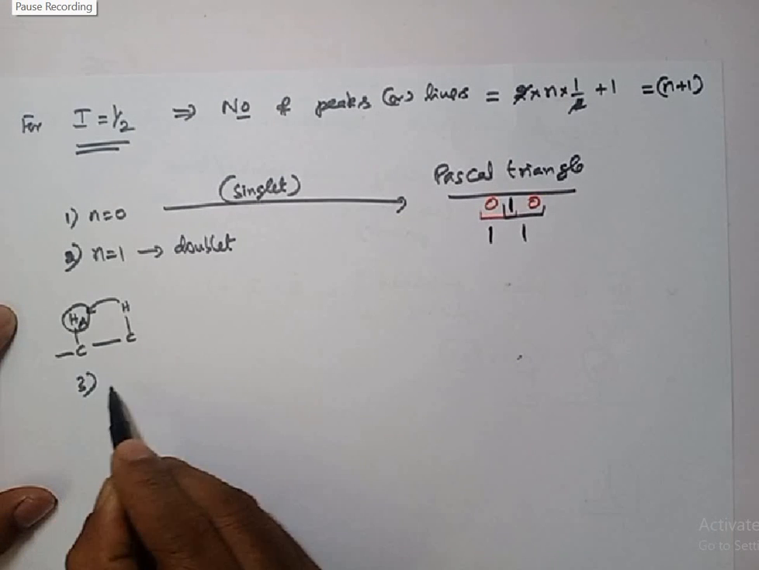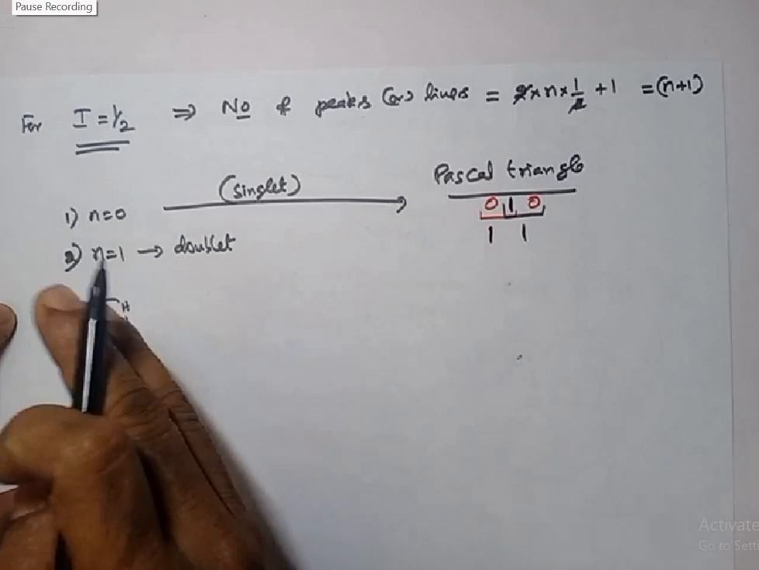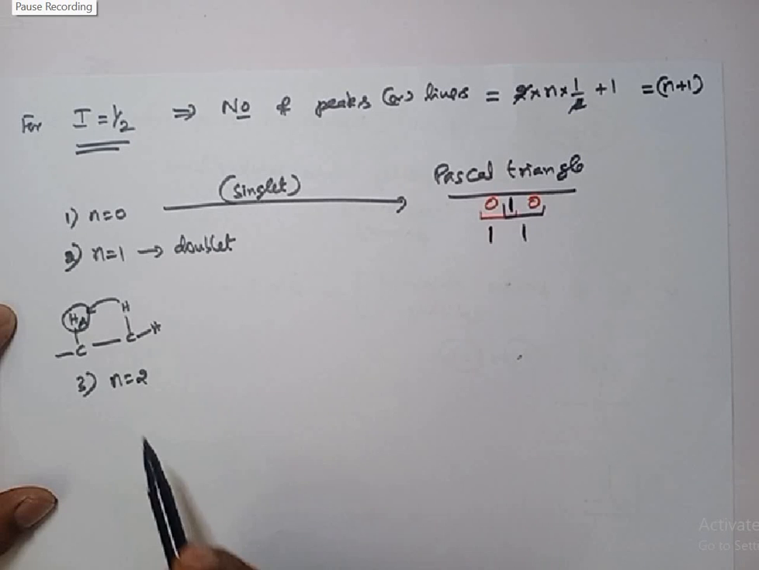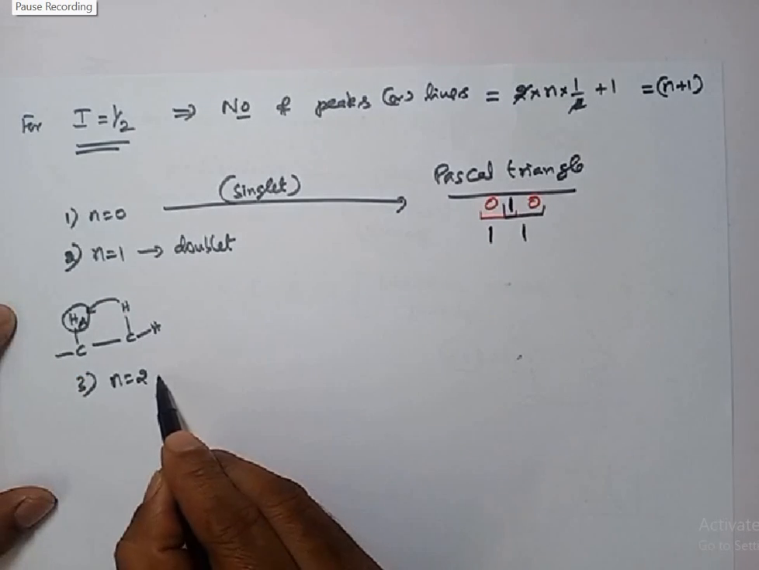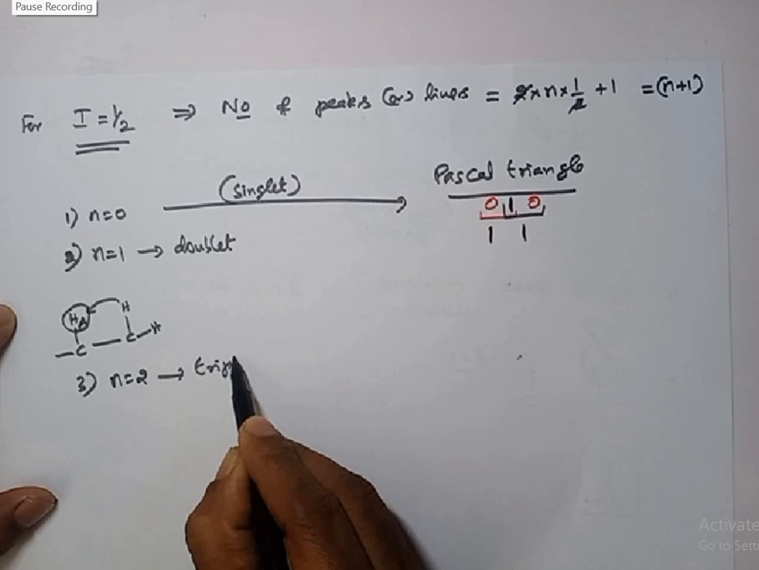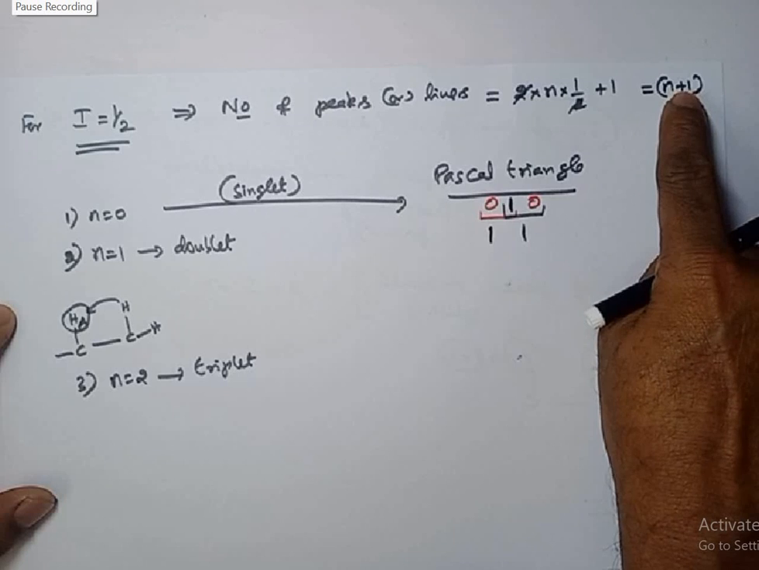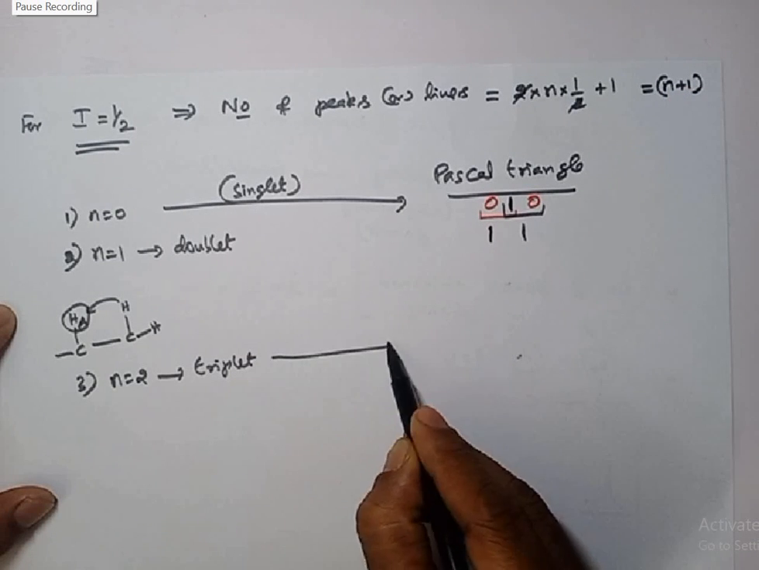Suppose n is equal to 2, there are two equivalent hydrogens. There are two hydrogens present on the adjacent carbon. Suppose I have one more hydrogen here, then the two hydrogens split the signal of A into a triplet. How? Put n is equal to 2 in this formula. 2 plus 1 is 3. We get a triplet. For a triplet, what is the intensity ratio?